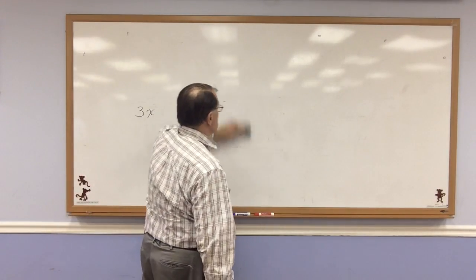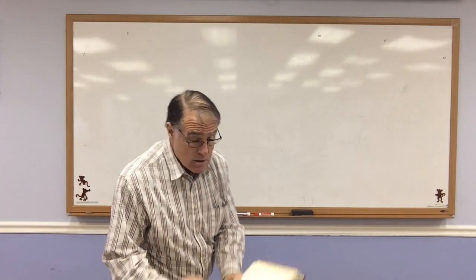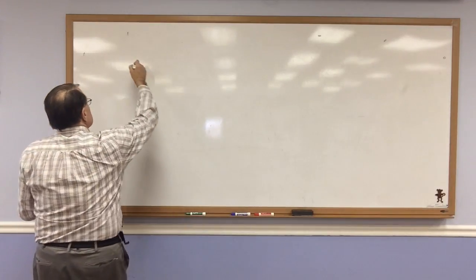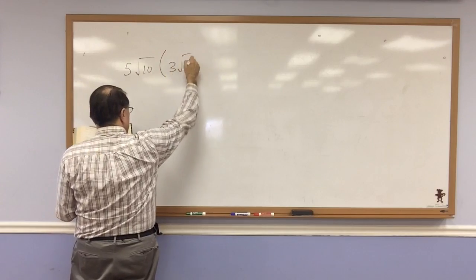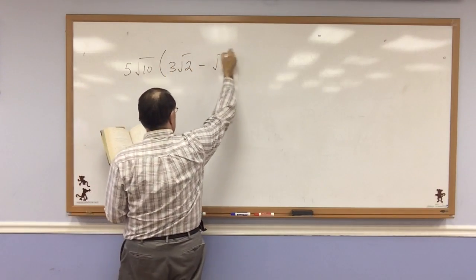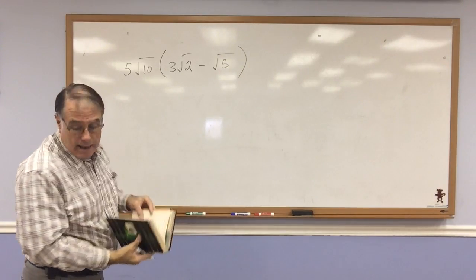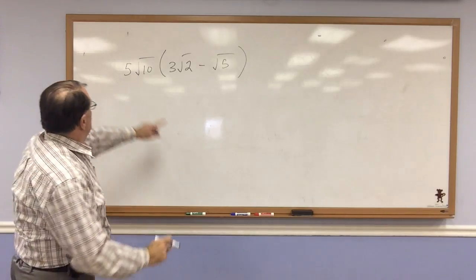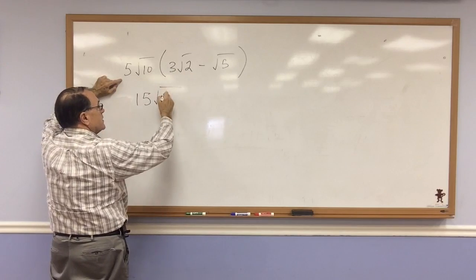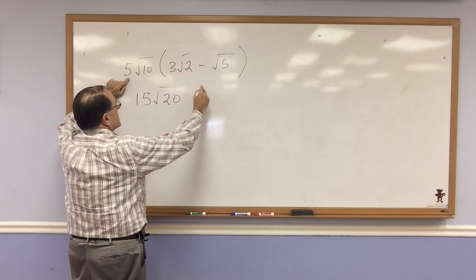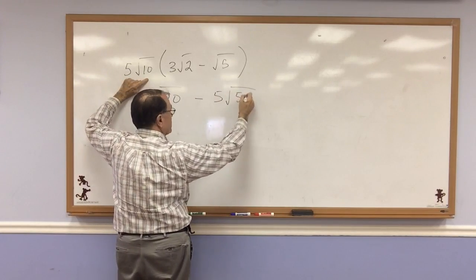Let's look at a multiplication problem. And for the first example, let's just suppose I want to distribute. Let's take 5 root 10 times 3 root 2 minus root 5. Well, I'll distribute as we would. So I have 5 times 3 is 15. Root 10 times root 2 is root 20. Minus 5 times 1 is 5. Root 10 times root 5 is root 50.